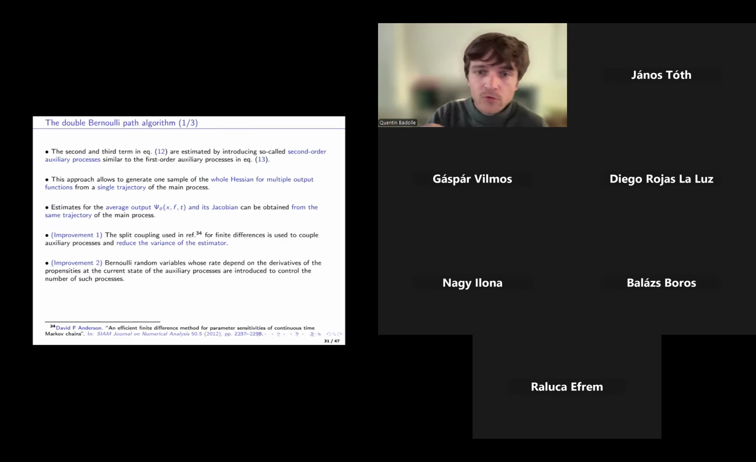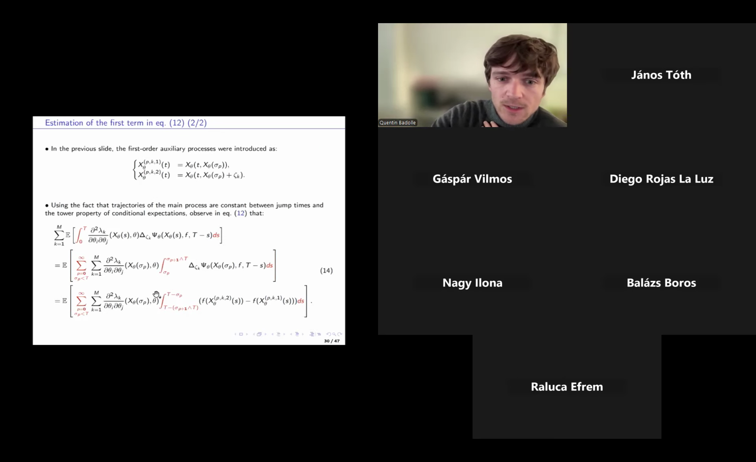The second improvement is that in the previous expressions, every time there's a jump, you need to generate these auxiliary processes. So we introduce a Bernoulli random variable, whose rate depends on the derivative of the propensities, to control the number of processes which are being generated. Just as an illustration, here you can put a Bernoulli random variable to decide whether at jump time σ_p you are going to generate auxiliary processes to compute this integral.